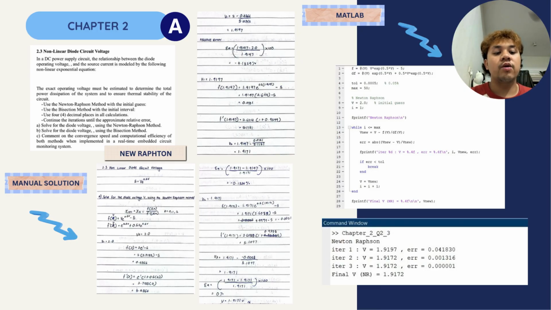As shown in the command window, MATLAB also converges to 1.9172 volts after only 3 iterations, which confirms that the manual calculation is correct. This shows that the Newton-Raphson method converges very quickly and provides high accuracy.